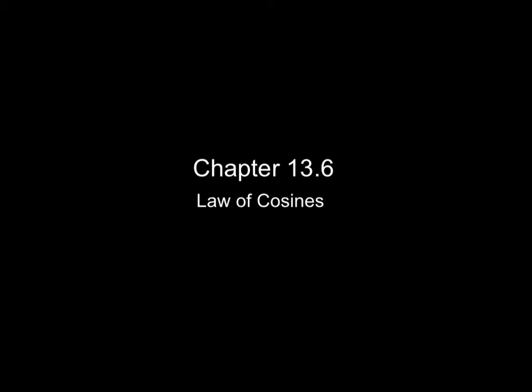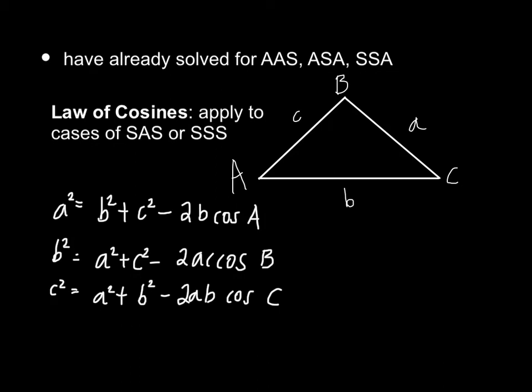Hey, this is chapter 13.6, and we're going to be covering the law of cosines. With our law of sines, we've already solved for triangles in which we have angle, side, angle, and side, side, angle. So for example, if we know two angles and a side, or an angle, a side, and then another angle, we know what to do when we have that information.